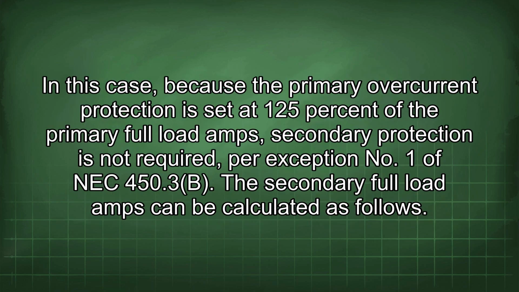In this case, because the primary overcurrent protection is set at 125% of the primary full load amps, secondary protection is not required, per Exception No. 1 of NEC 450.3(b). The secondary full load amps can be calculated as follows.